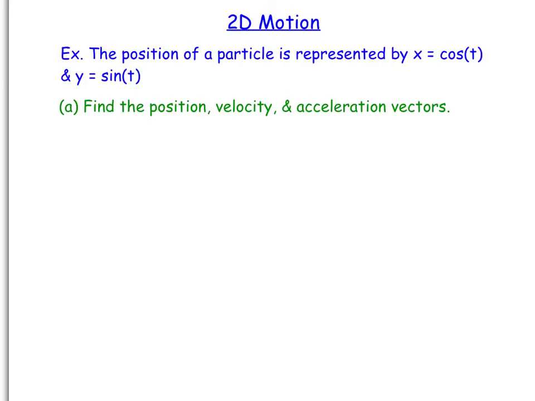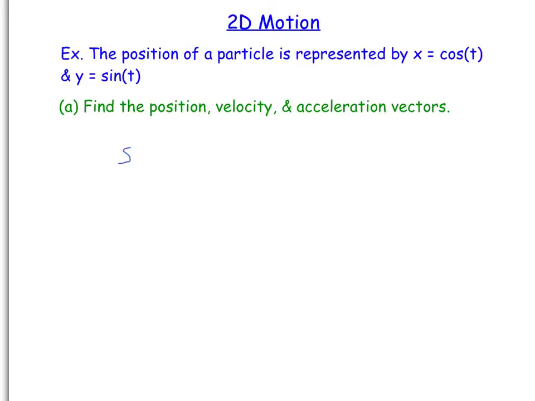I may refer back to those particular notes. So the example that we have here is that the position of a particle is represented by the parametric equations x equals cosine t and y equals sine of t. And the first thing that we're going to do is to find the position, the velocity, and the acceleration vectors.